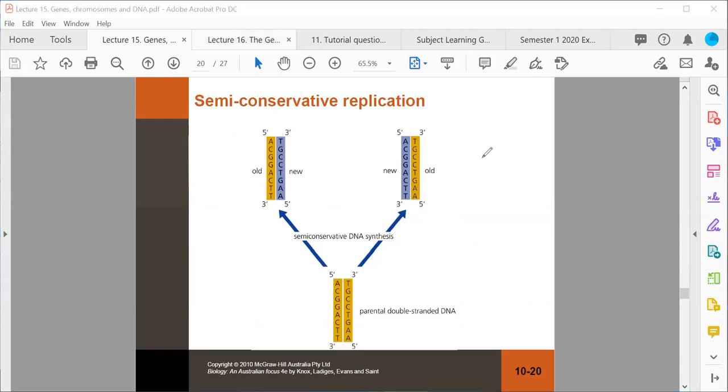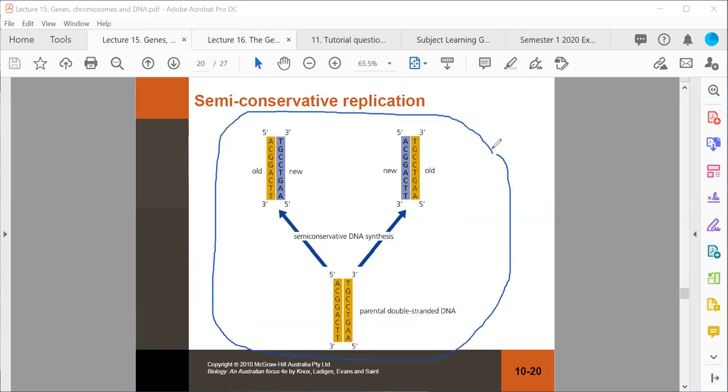Let's grab my pen. So you can imagine that this is occurring in that one cell. Let's say this is the original DNA, the original chromosome. We're just looking at one here, and this is the parental double-stranded DNA. And just note the base pairing rules that exist here. So A always pairs with T on the other strand, C always pairs with G on the other strand.